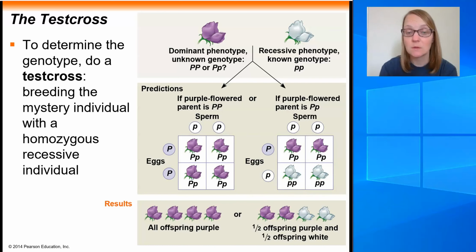therefore creating the 50% white flowers. So if your test cross comes out with any white flowers, or a 50-50 purple to white ratio, you know that that original purple flower had to have been carrying one of the recessive alleles so that you could actually have that recessive phenotype appearing in the results of your test cross.